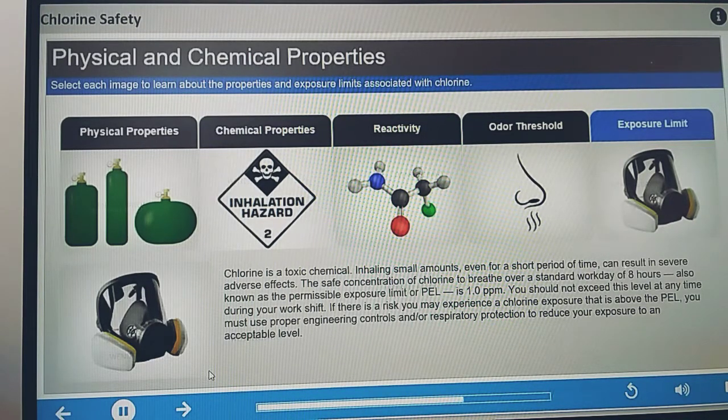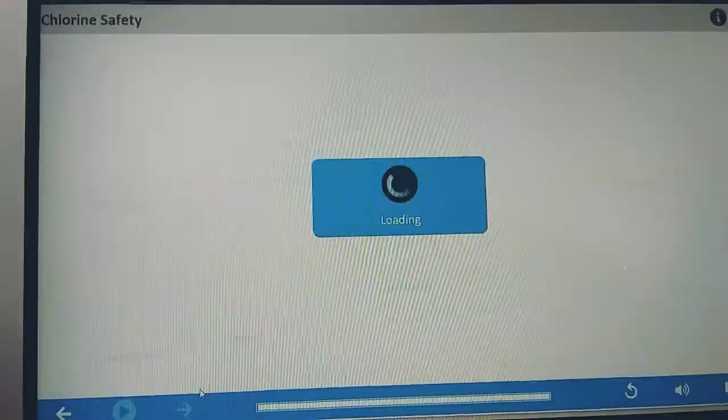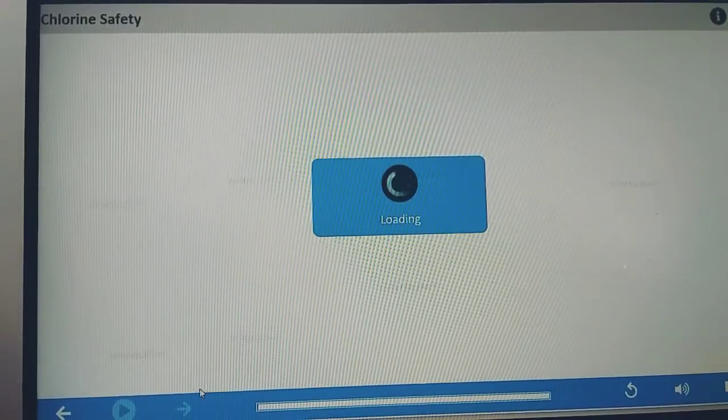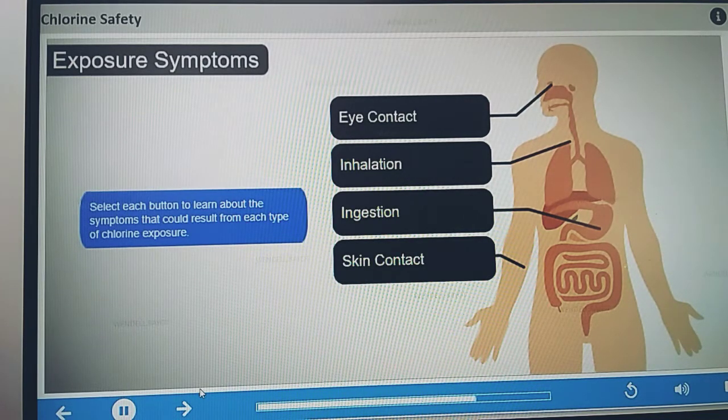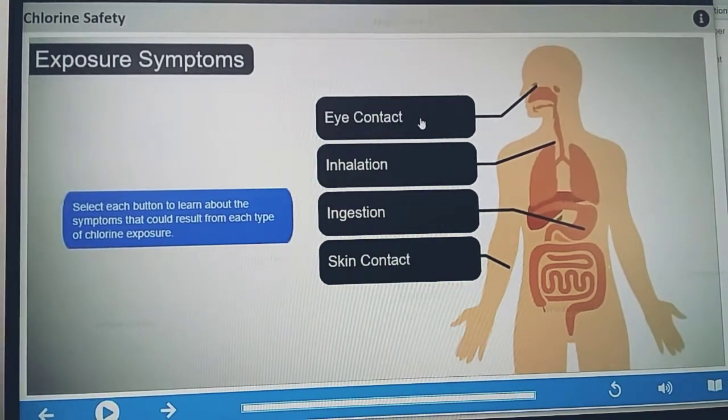If there is a risk you may experience a chlorine exposure that is above the PEL, you must use proper engineering controls and/or respiratory protection to reduce your exposure to an acceptable level. A concentration of chlorine that exceeds the PEL can cause an individual to experience a variety of symptoms, ranging in severity from minor to extremely serious and even fatal. Select each button to learn about the symptoms that could result from each type of chlorine exposure.